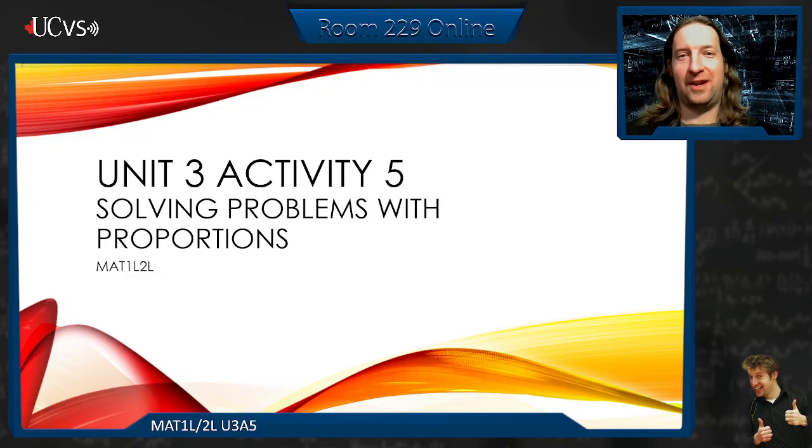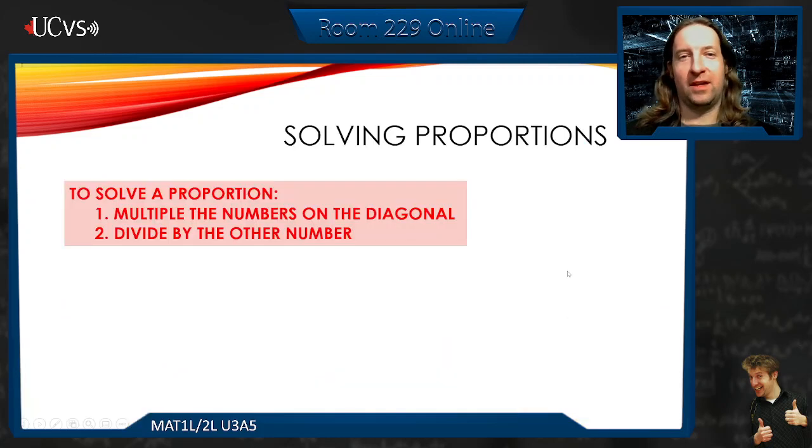All right, so we're on activity 5 now. We're going to take what we did in activity 4, looking at proportions, and extend it into solving problems using proportions. So going from word problems to proportions and then solving them, just like we did last time with that same technique. So just a quick recap here. Remember how we solve proportions.